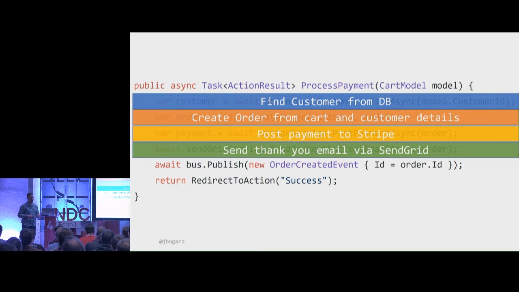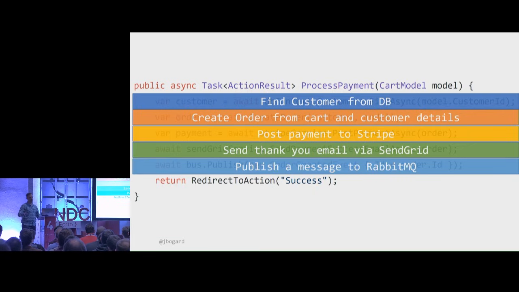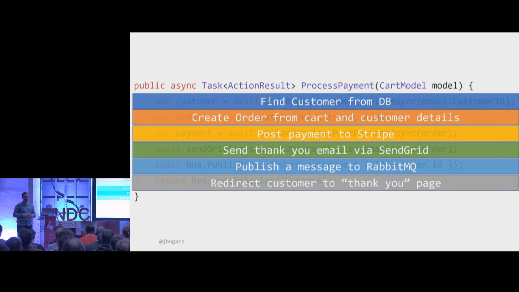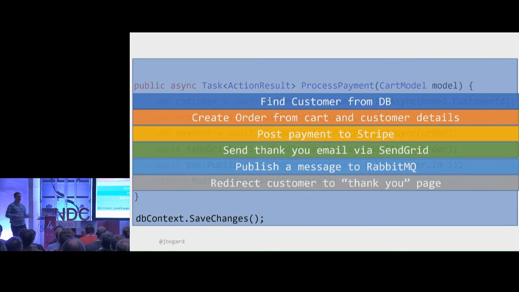In this case, we're using RabbitMQ to publish a message saying, hey, we've created an order, now downstream shipping service go actually process it. And then finally, we redirect the customer to a thank you page. Around all of this is a database transaction. You don't see it here because it's part of every single request, but around all of this, we have a database transaction to make sure everything succeeds or fails.